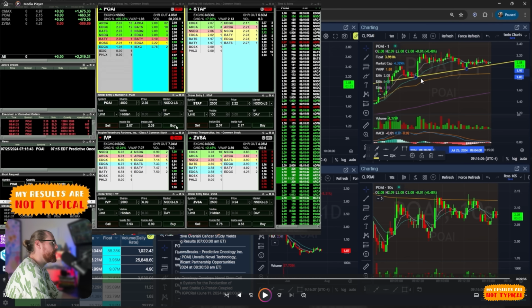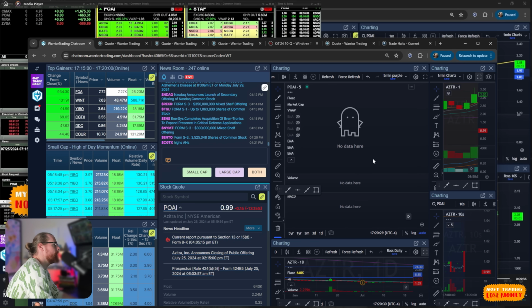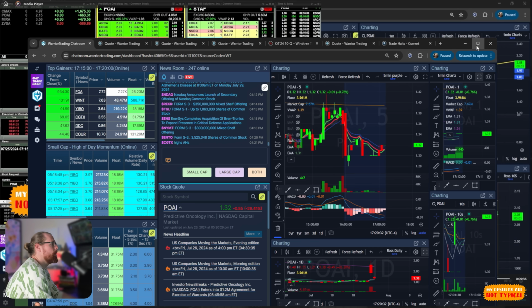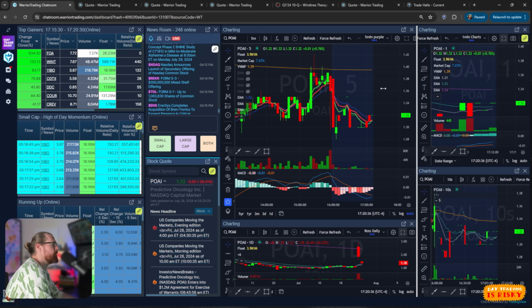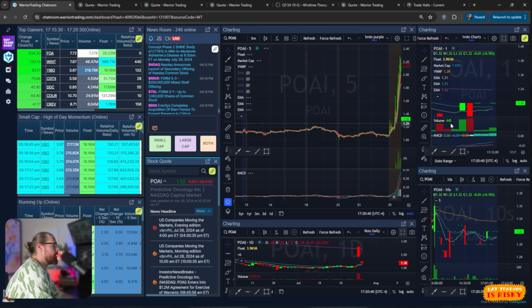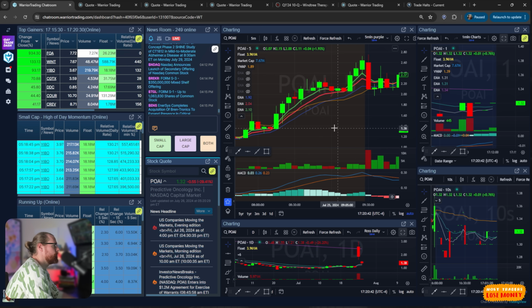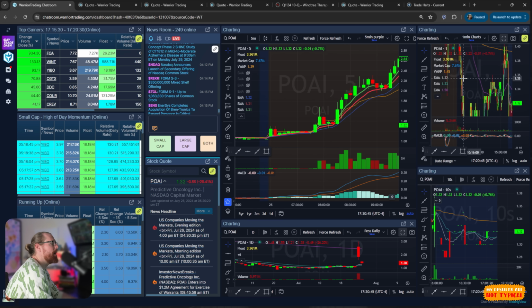So right here, we're looking at our 1-minute chart. And let me actually pull up the 5-minute chart and just show you what it looked like before we take this trade, or before I show you the recording. Okay, so POAI, this is the one from yesterday, I think it was. So the 5-minute chart looks like this right here. Okay, so this was the 5-minute. And then we're going to back this up, and I'll show you the 1-minute.